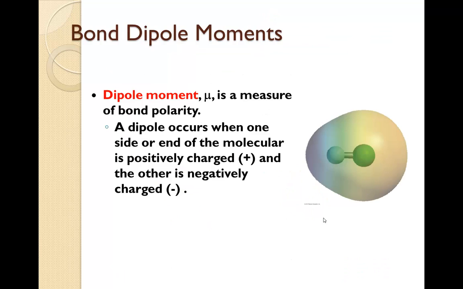A dipole moment, which this is mu, another Greek letter, is a measure of the bond polarity. A dipole occurs when one side or end of the molecule is positively charged and the other is negatively charged. So notice up here, this is partially negative, this is partially positive. This is called a dipole moment when that occurs.